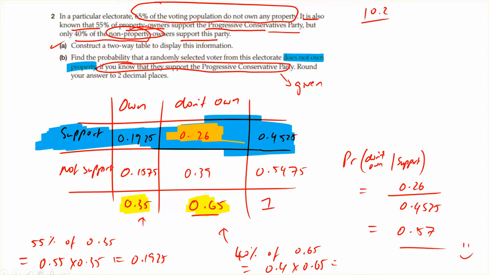So I guess the tricky part was you have to read carefully what it says, like it is also known that 55% of property owners. You're actually not putting 0.55 on here directly, you have to find 55% of this value, because it's 55% of those that own property to get the value where it says own and support. Okay, hopefully that helps.